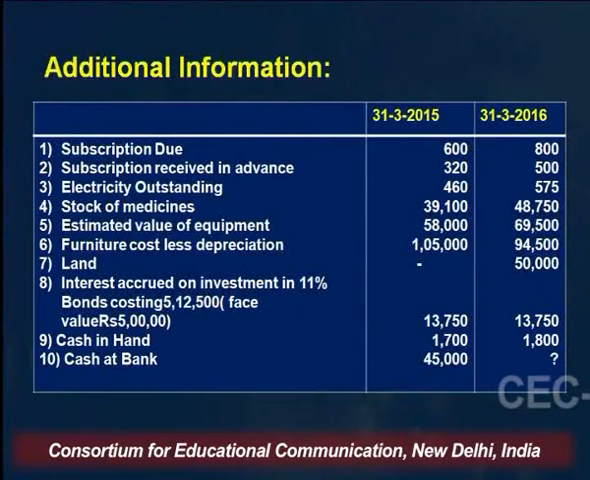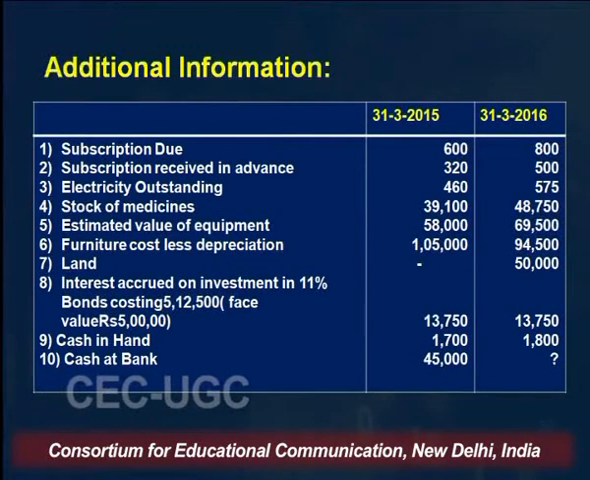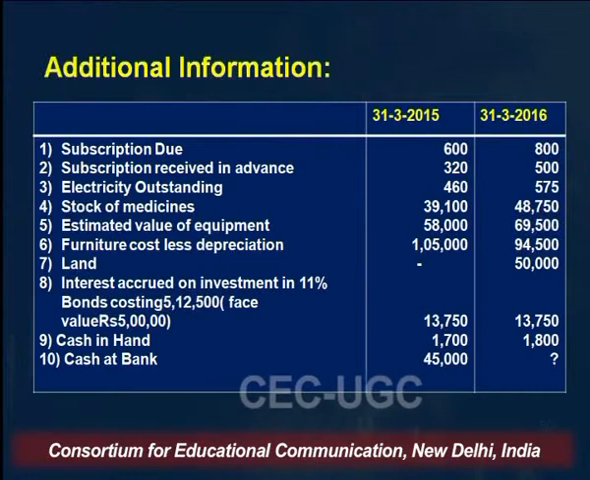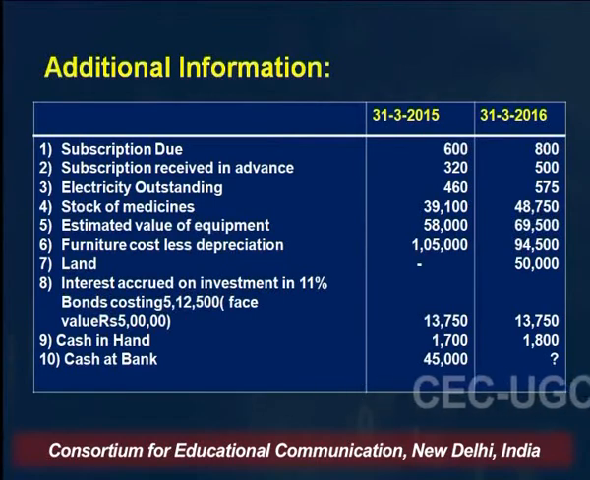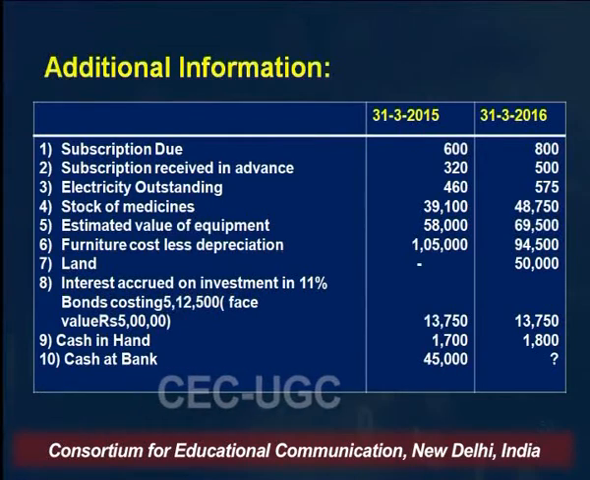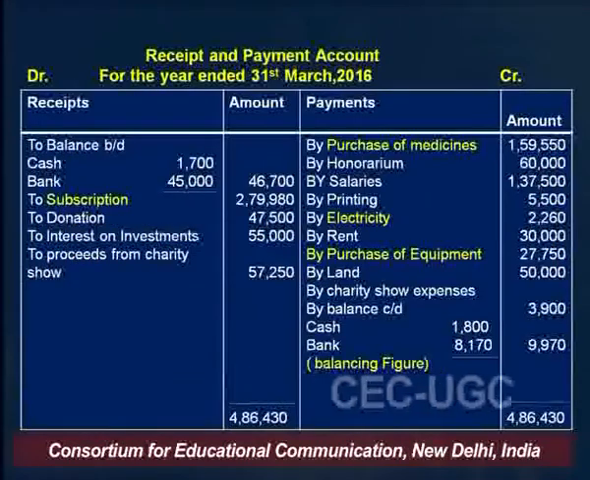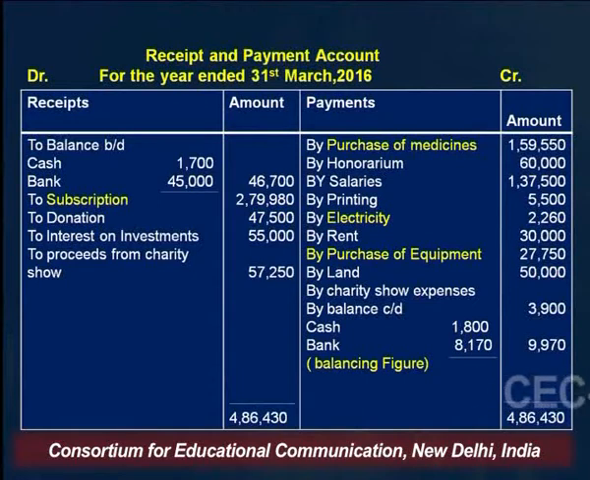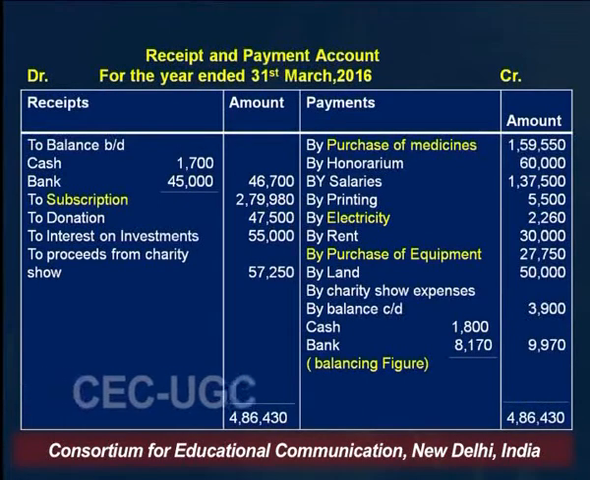Look at this additional information at point number 9 and 10. Cash in hand and cash at bank. The opening balance of cash in hand was given as 1700 and the opening balance of cash at bank was given as 45,000. So this receipt and payment account begins with the opening balance of cash and bank, which is given in the additional information.